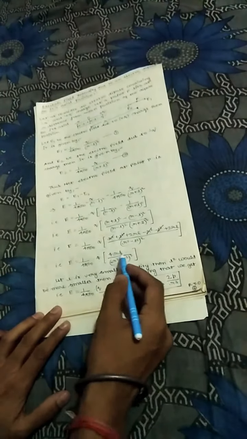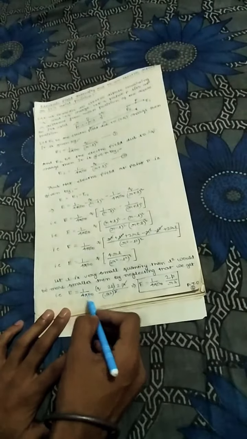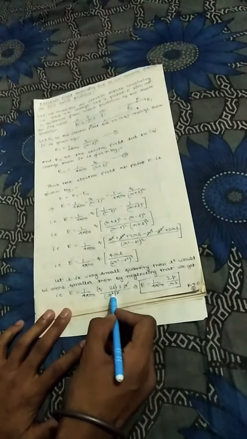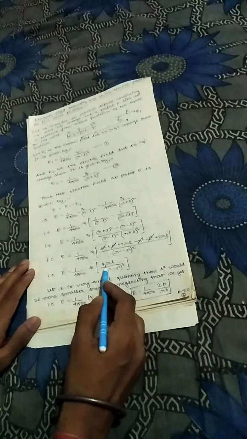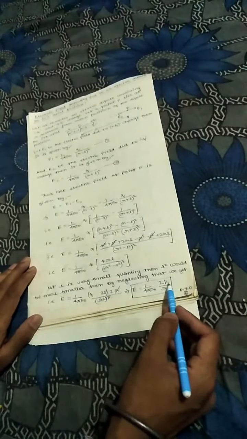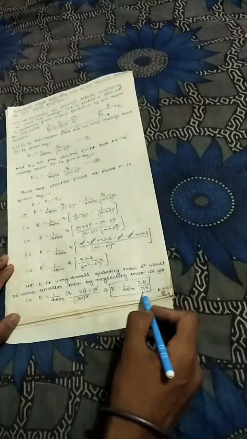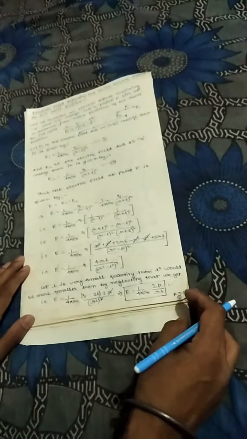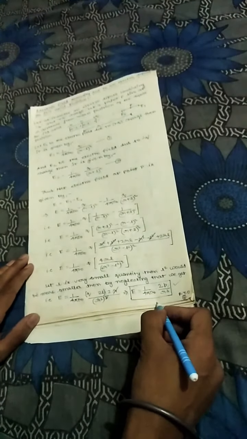Now neglecting L square, we get E is equal to 1 upon 4 pi epsilon naught q times 4rL upon r to the power 4. We are just splitting 4rL into 2L and 2r. That q times 2L can be written as p, and r can be cancelled out. Here is your result: E is equal to 1 upon 4 pi epsilon naught 2p upon r cube. It is the electric field intensity due to an electric dipole on its axial position.